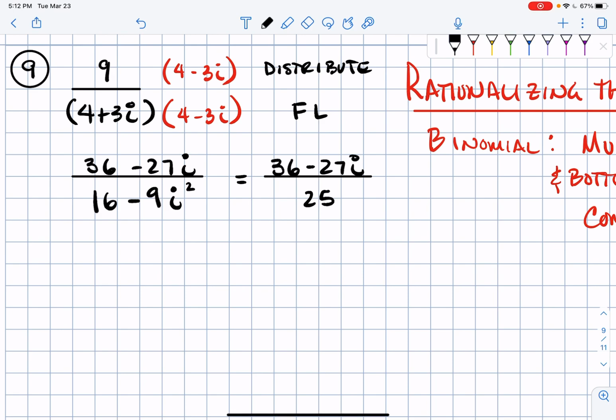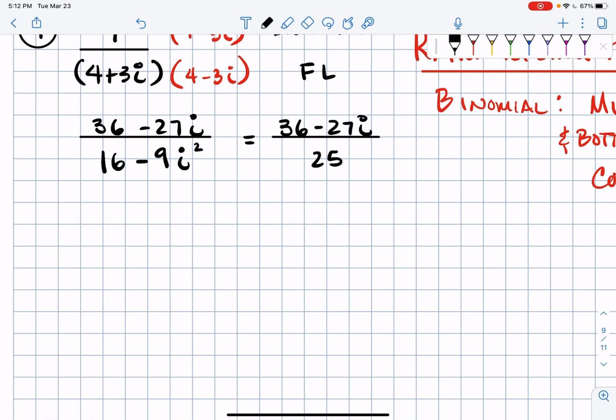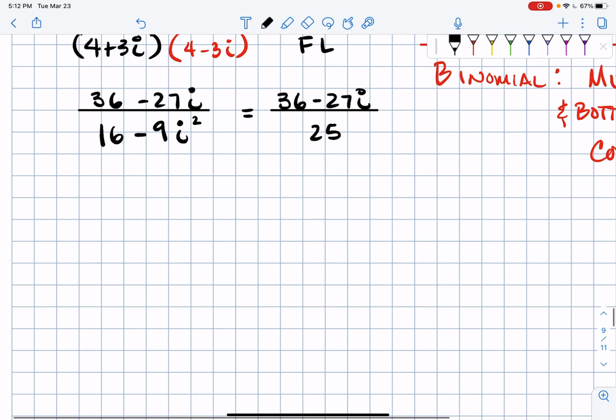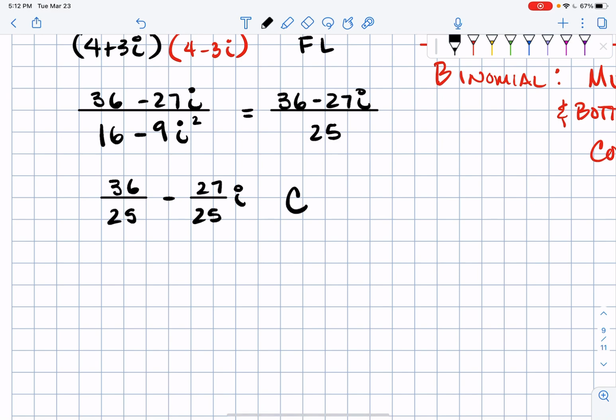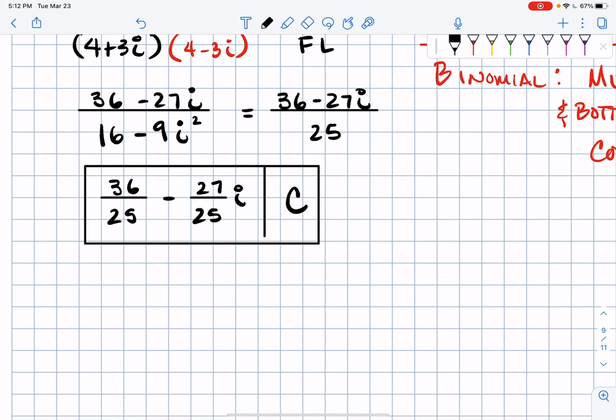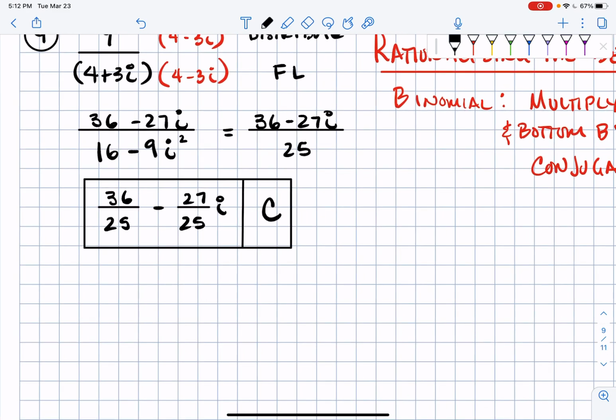So this is going to be 36 minus 27i all over 25. Okay. So with that being said, it wants a plus bi form, so I got to split that 25 in the denominator. So I'm going to actually have 36 over 25 minus 27 over 25 i. Okay, so this is the a plus bi form, and that is going to be choice C. Boom. All right, so that's number 9.